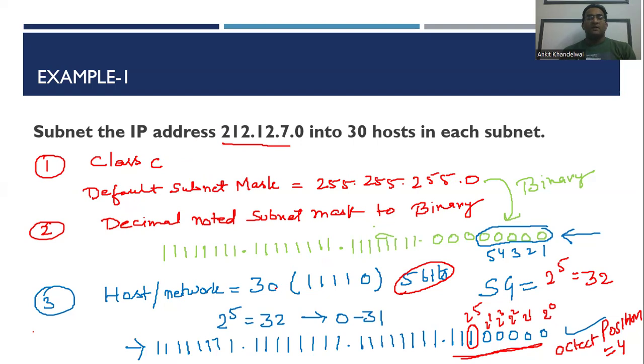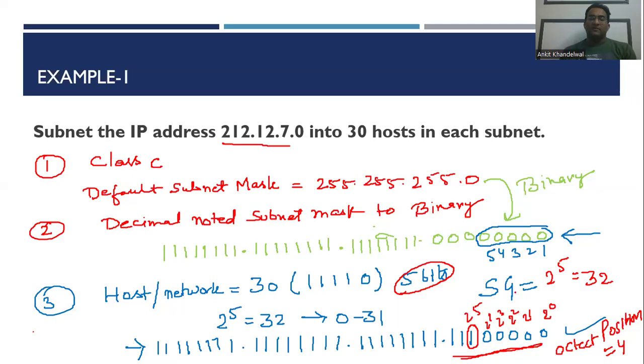We converted the decimal number 30 into the minimum number of bits, that is, the minimum number of bits required is 5 bits. So the binary is 11110. After this, we found out the new subnet mask. How did we find it? In the default subnet mask, we preserve the 5 bits from the backside, because the number of hosts is going to need 5 bits. Then we convert all the remaining bits to 1. So this is how we have done it.